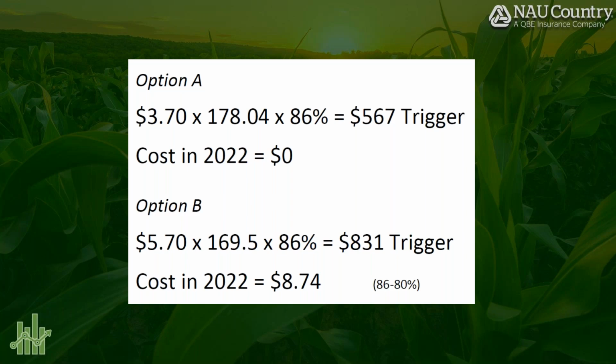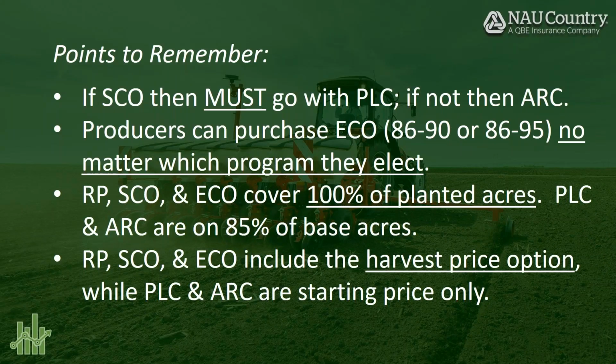But again, the decision you should make first is whether to buy SCO before going to the FSA office. So some points to remember, again, if you go SCO, then you have to go PLC. If not, then I'm probably going to sign up for the ARC program. Producers can buy ECO. We talked about that band from 86 to 90 or 95, no matter which program you elect. You could skip SCO, you could just sign up for the ARC program and then buy ECO to protect that band at the top.